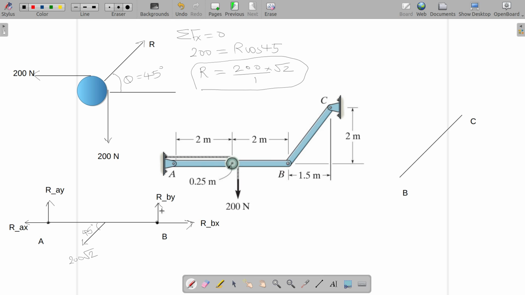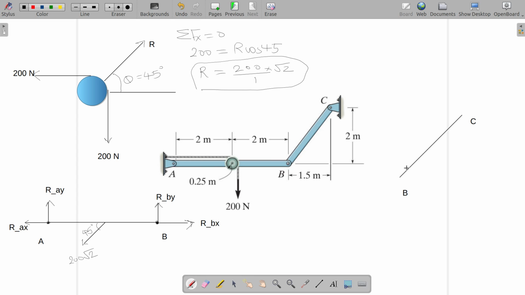How many unknowns do we have here? 1, 2, 3, 4. 4 unknowns, but how many equations do we have here? We have only 3 equations. Which are the 3 equations? Net force in x direction is 0, net force in y direction is 0, net moment about any point is 0. So 3 equations and 4 unknowns, so you can't solve it here, you need help.